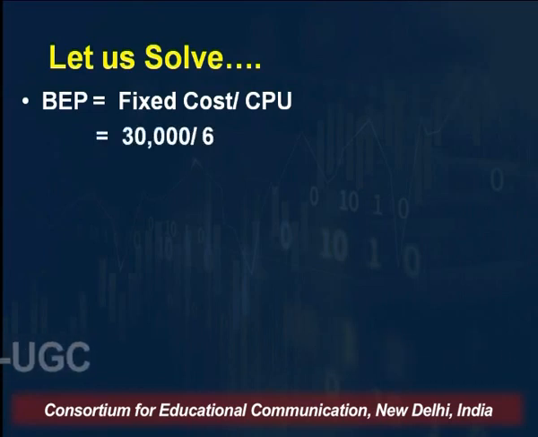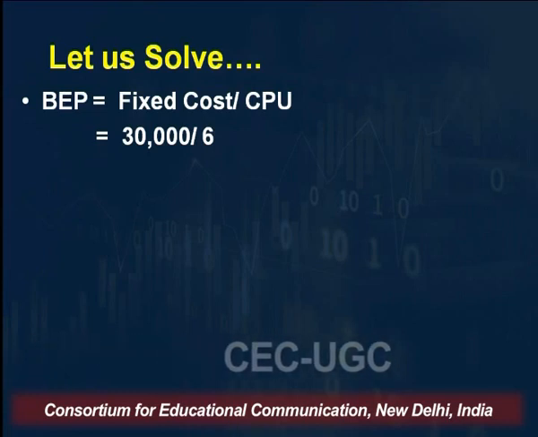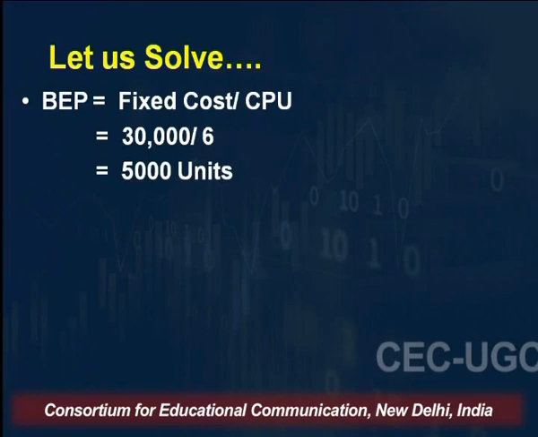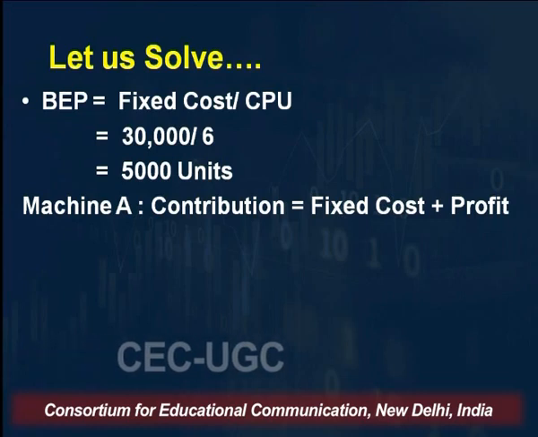For machine A, obviously fixed cost was given 30,000 rupees. Contribution per unit, that we'll have to calculate. 6 rupees I have calculated, and after calculating it, the break even point comes to be 5,000 units.